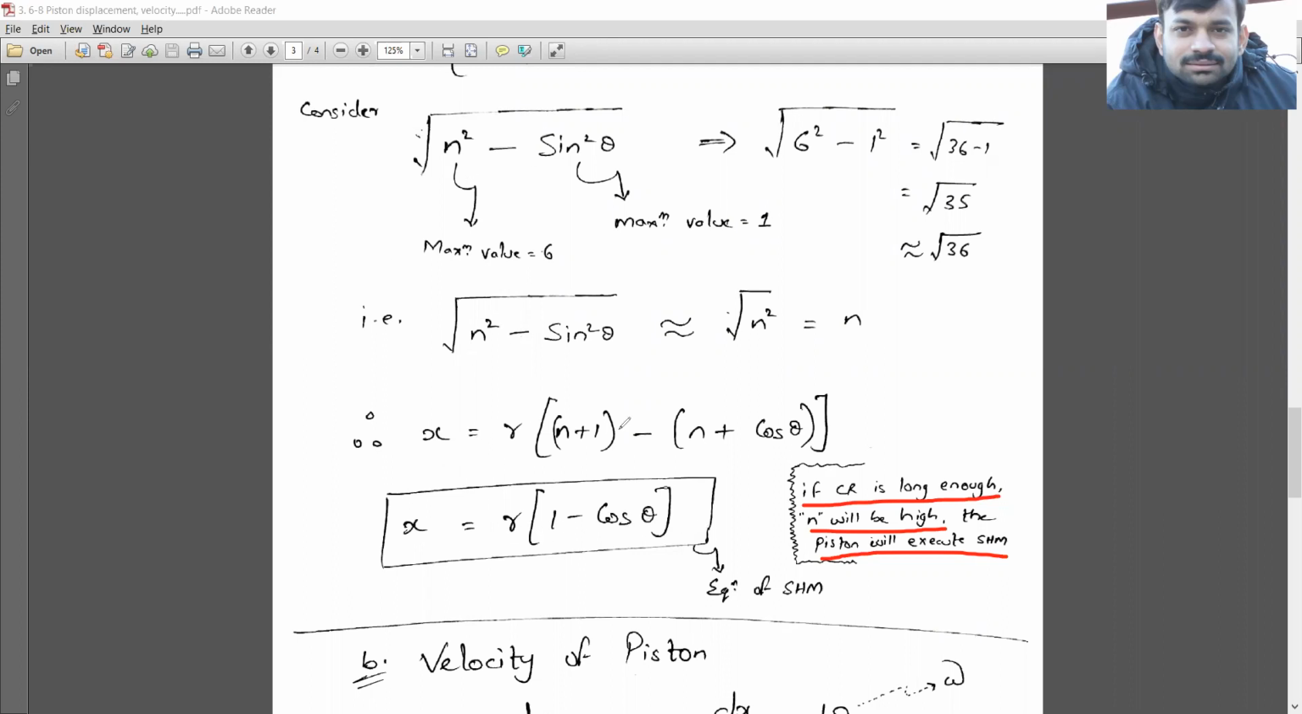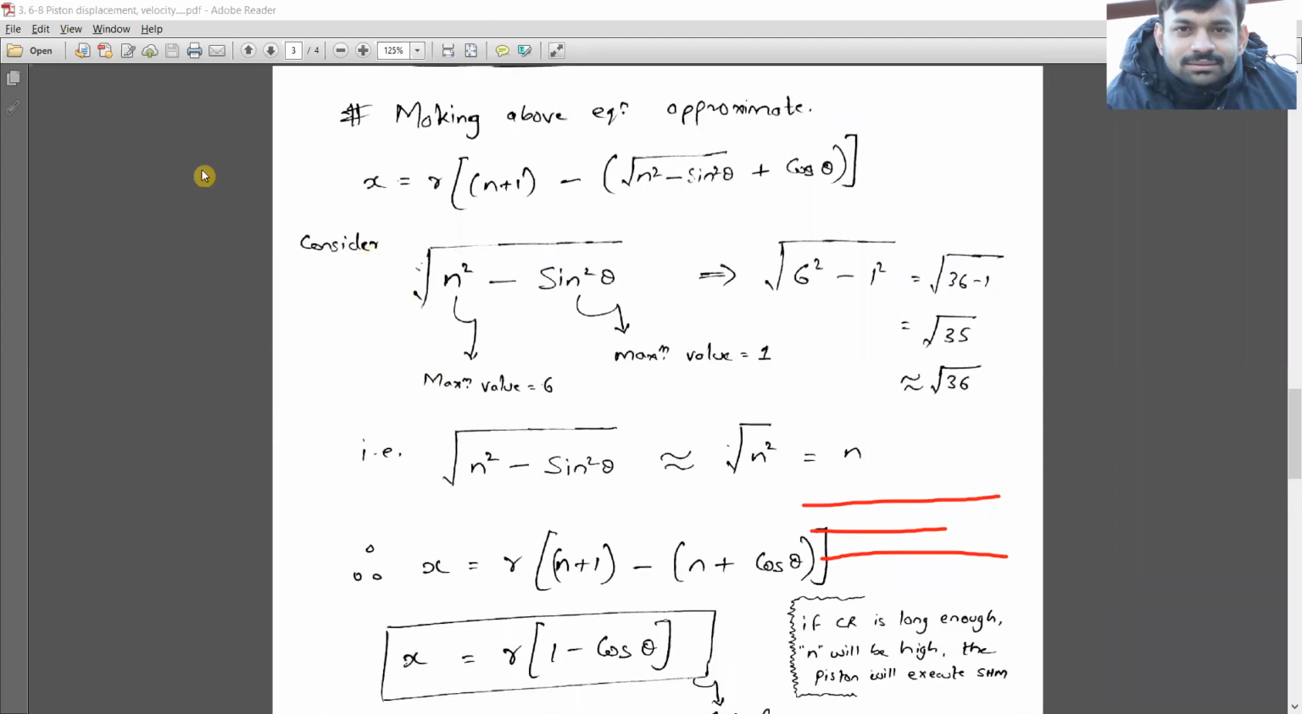So this big equation got reduced to x equals r times (1 minus cos theta). This is nothing but the equation of simple harmonic motion. So if the value of n is high, what was n? n was the ratio of connecting rod to crank. When the value of n is high, the piston will execute simple harmonic motion. I hope this is clear to you.